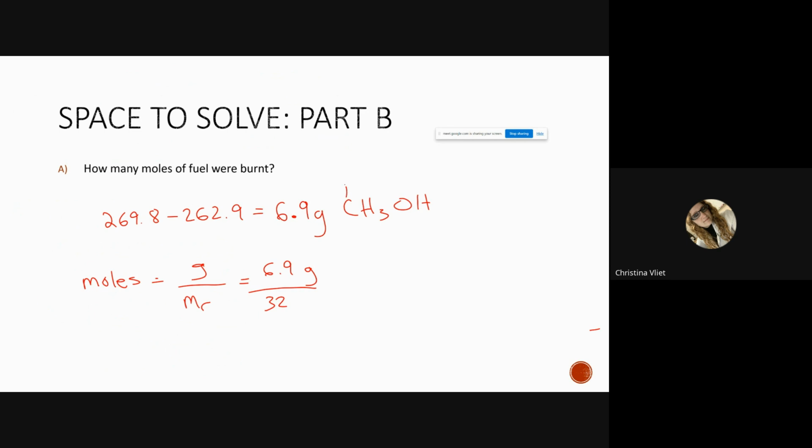Yes. So 32 grams per mole. And so how many moles do we have? 0.21 something. Okay. Are we good with this?